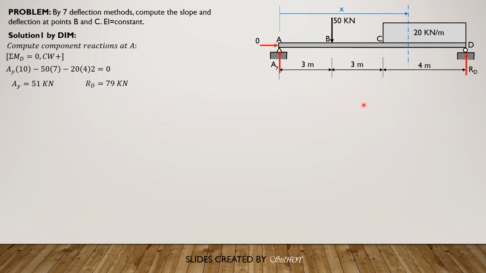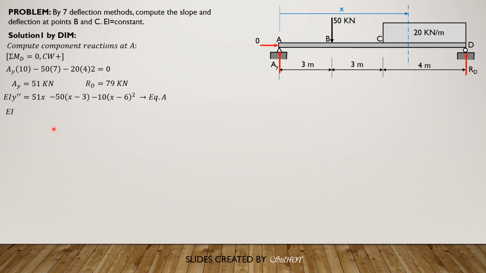So EI y double prime is equal to AY, which is 51 times x, minus 50 times quantity x minus 3, this is x minus 3, minus 20 times x minus 6 times x minus 2. So 20 times x minus 6 times x minus 2 is 10 times x minus 6 quantity square. So again, minus 20 times x minus 6 times x minus 6 over 2 is 10 times x minus 6 quantity square. So call that equation A.